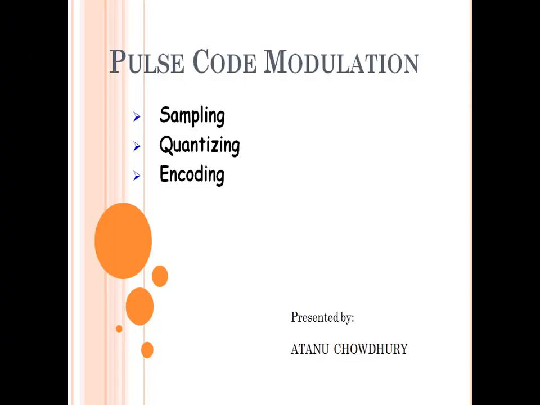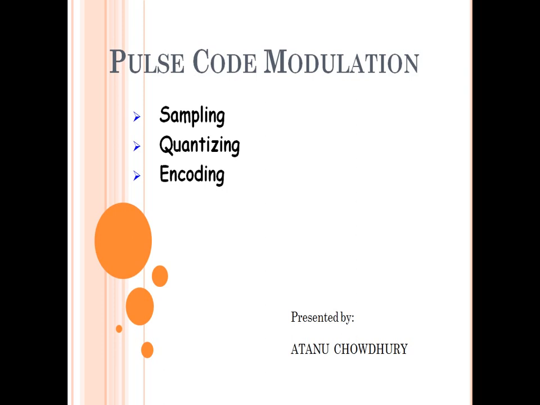So hello students, I'm back with another interesting portion, the basic part of digital communication system. The first basic modulation technique which is used in digital communication was PCM, and the full form of PCM was pulse code modulation. It basically consists of three processes: sampling, quantizing and encoding.